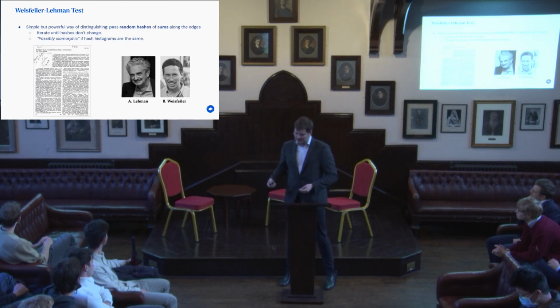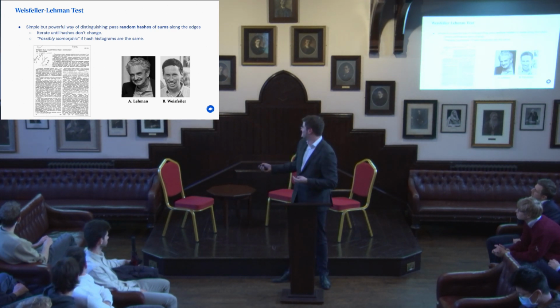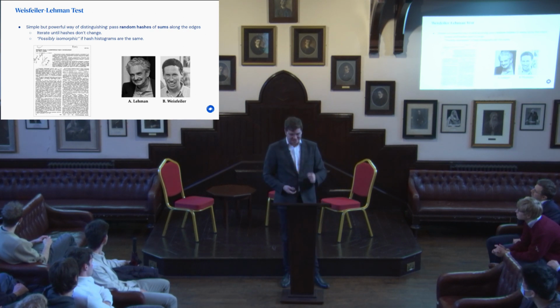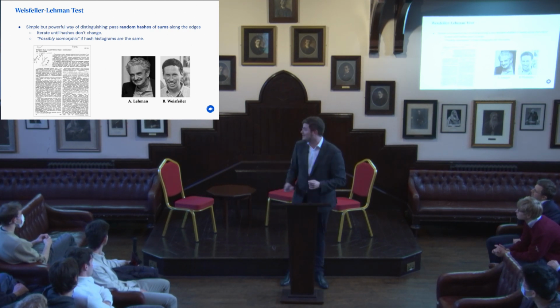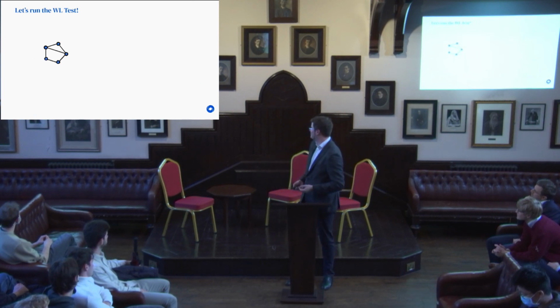One very popular and very old approach to graph isomorphism testing came from two Soviet mathematicians, Lehman and Weisfeiler. It's a very simple but very powerful way of distinguishing, and you'll see how powerful it is in a few slides' time. You just pass random hashes of sums along the edges of the graph and iterate until there's no change. Based on whether these histograms of hashes look the same, you say possibly isomorphic or non-isomorphic. And that's it. I'll show you in a second.